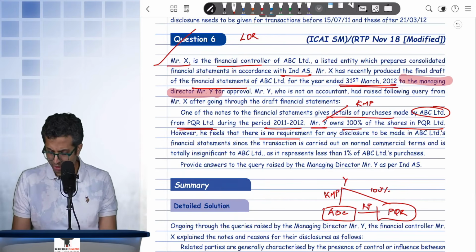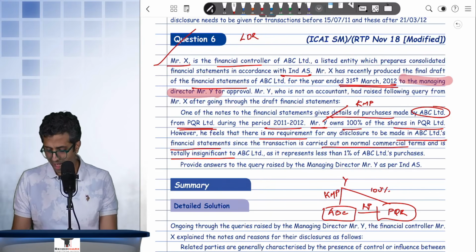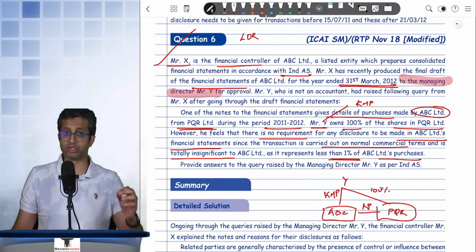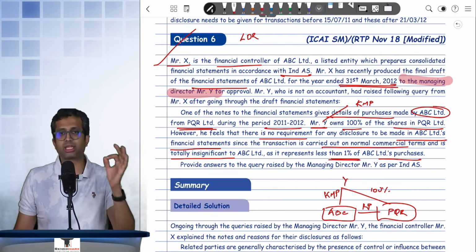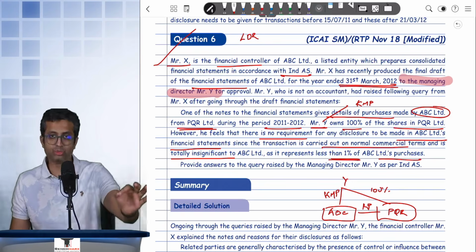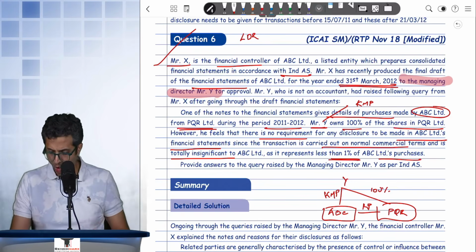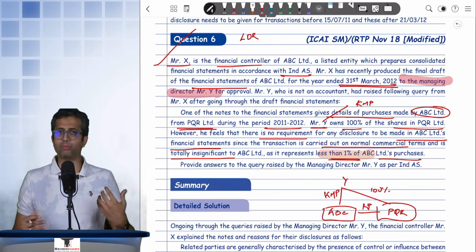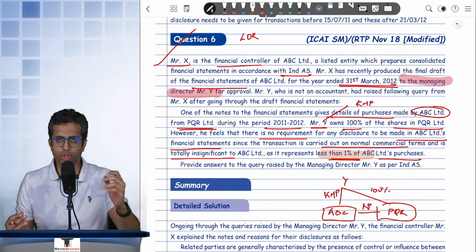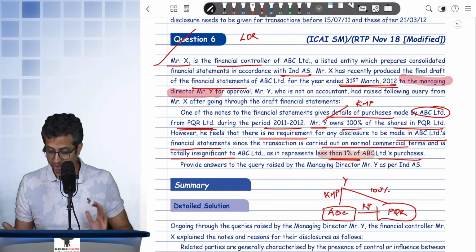However, he feels that there is no requirement for disclosure to be made in ABC's statements since the transaction is carried out in normal commercial terms and is totally insignificant to ABC as it represents less than 1% of ABC's purchase. Now, can I say the related party disclosure has to be given irrespective of the size or amount? Yes, because the fact that it is with the related party, it is treated as material.